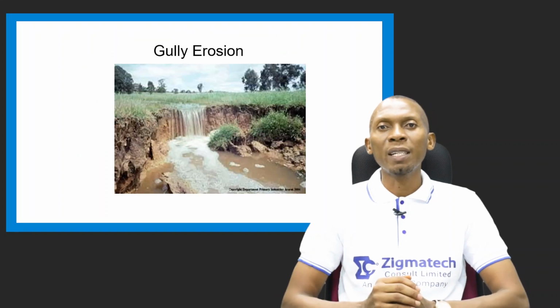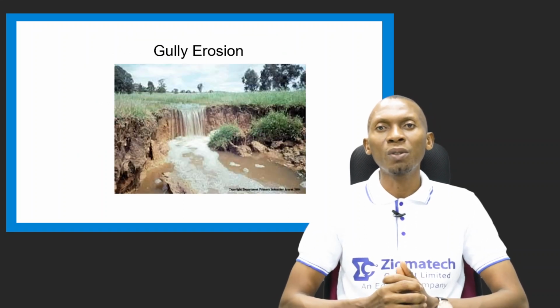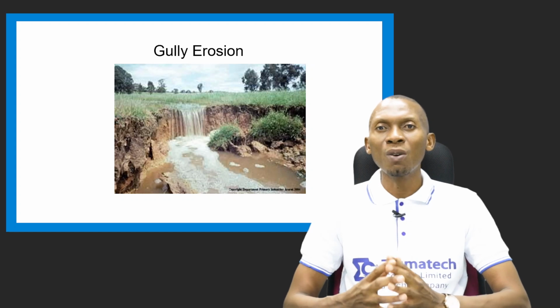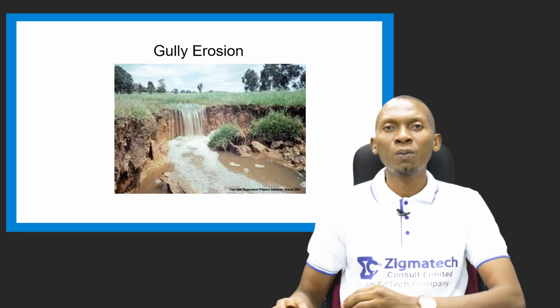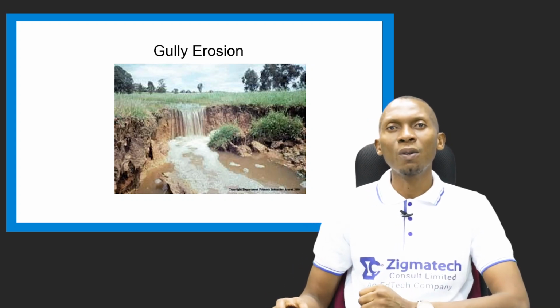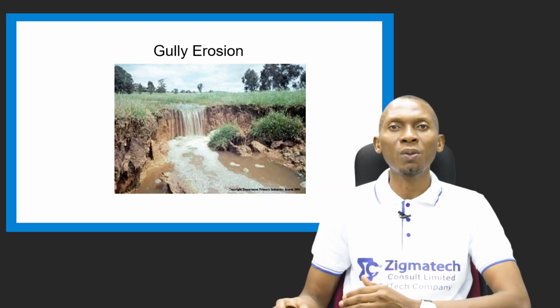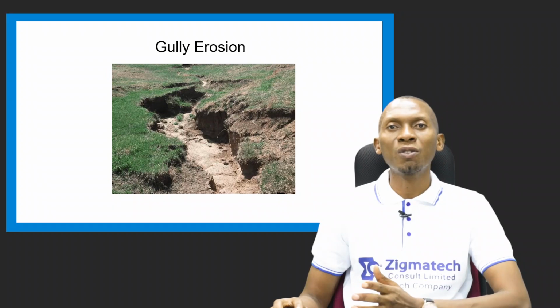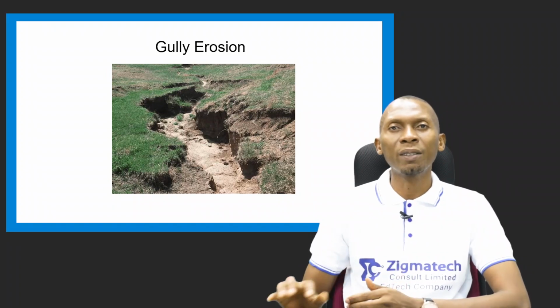So this is a picture. You can see how gully erosion looks. The trenches are becoming deeper and wider, forming gullies there. So this picture helps us to understand how gully erosion takes place or how it looks. This is another picture showing gully erosion. You can see the trench is getting deeper and wider.